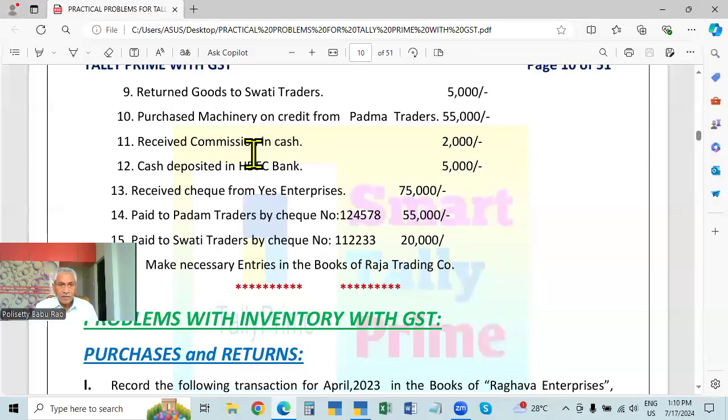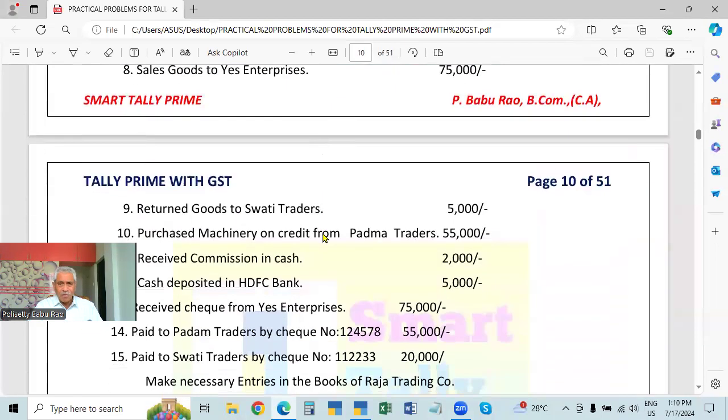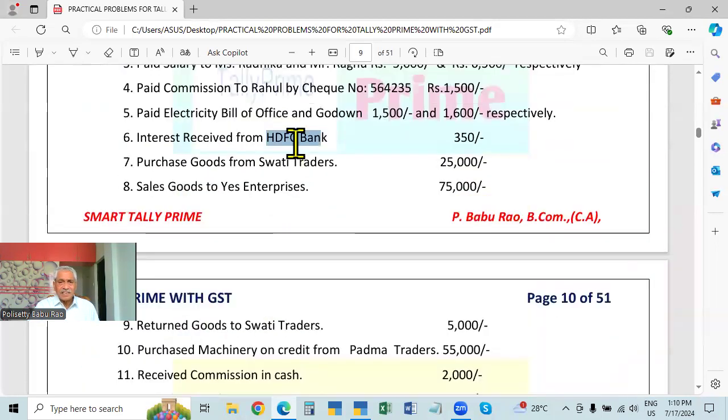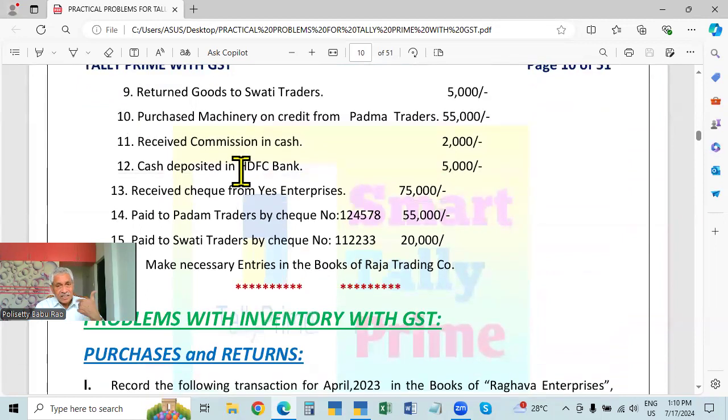And then cash deposited into HDFC Bank. So here we have deposited cash into HDFC Bank. So we don't have HDFC Bank. Now we create it, because it is given as HDFC Bank. We took it as State Bank only.